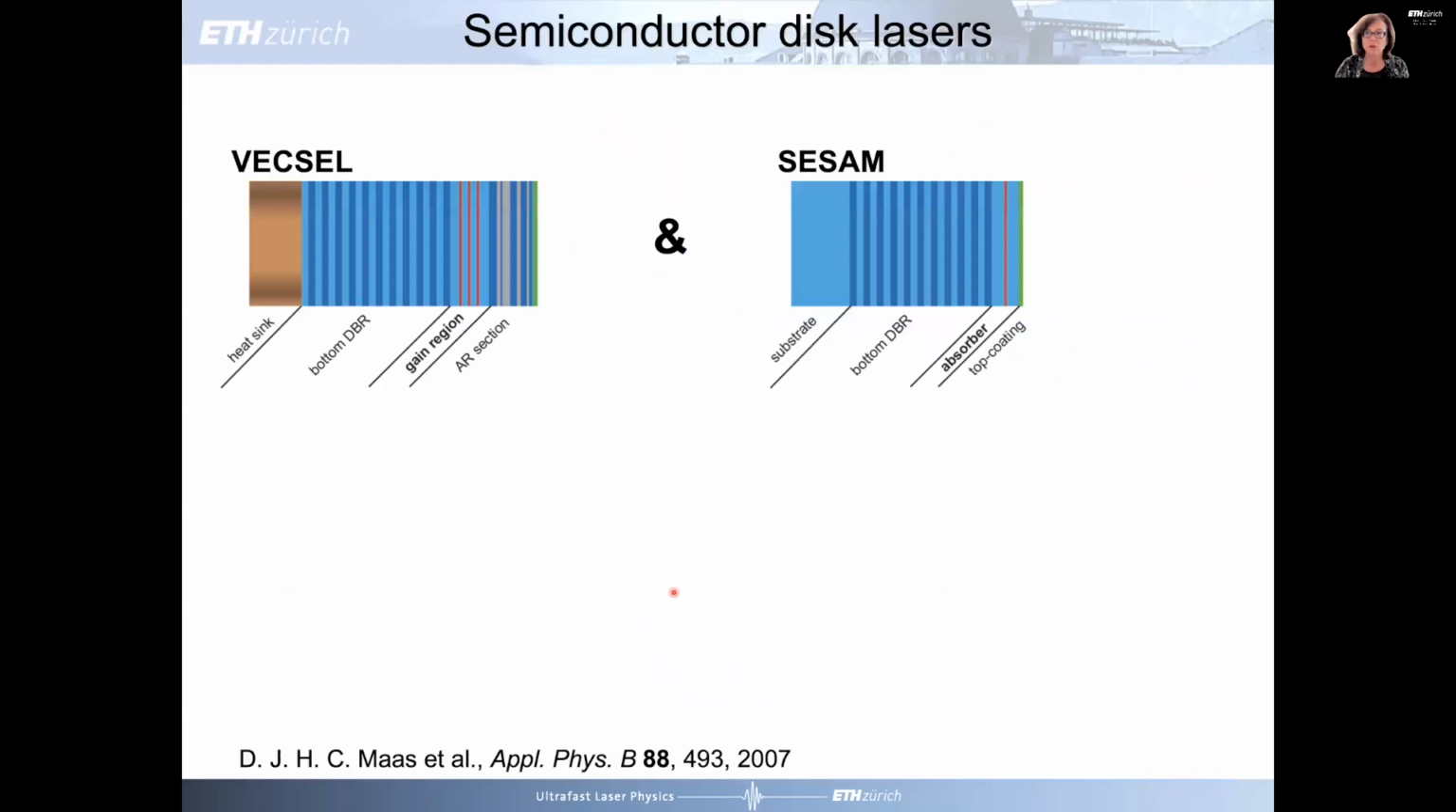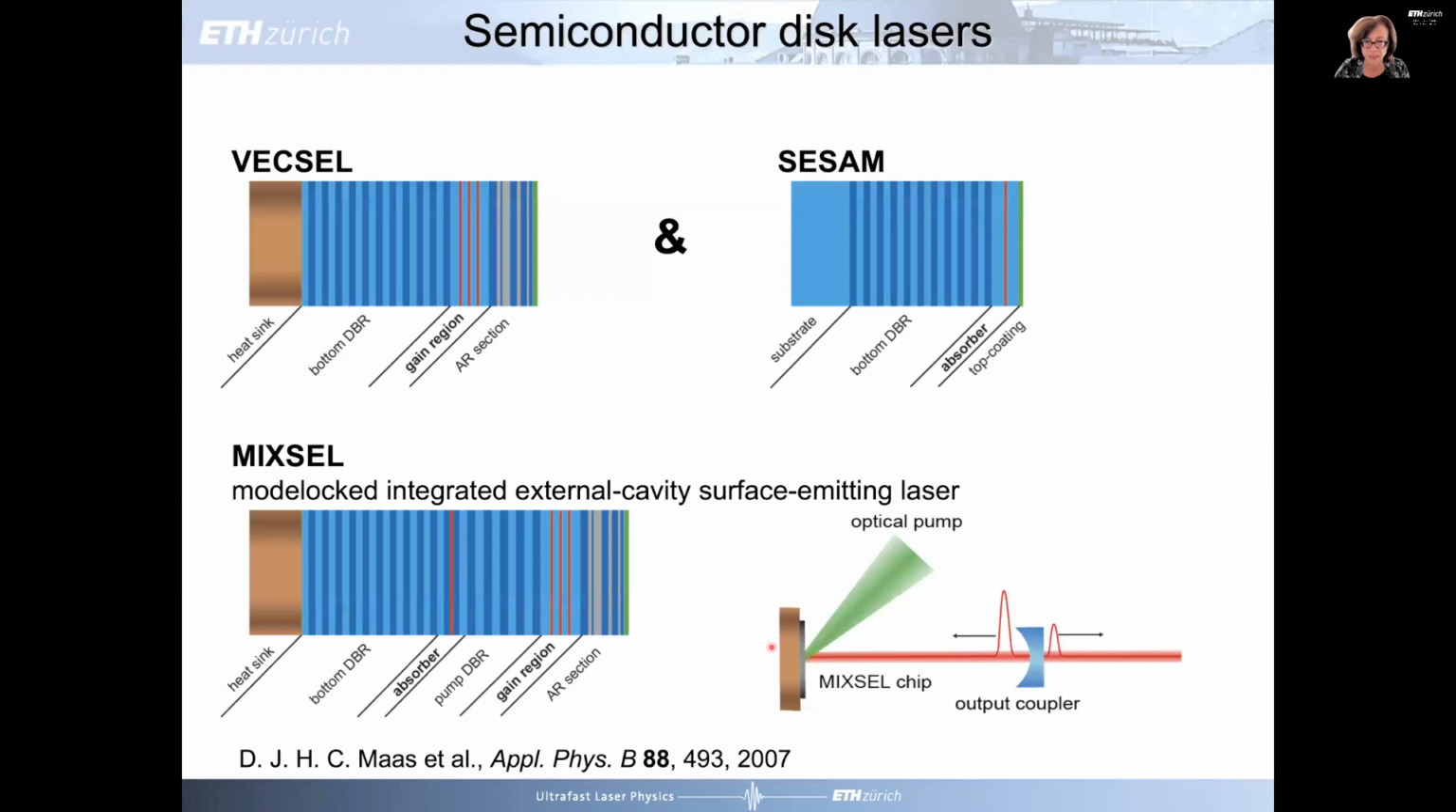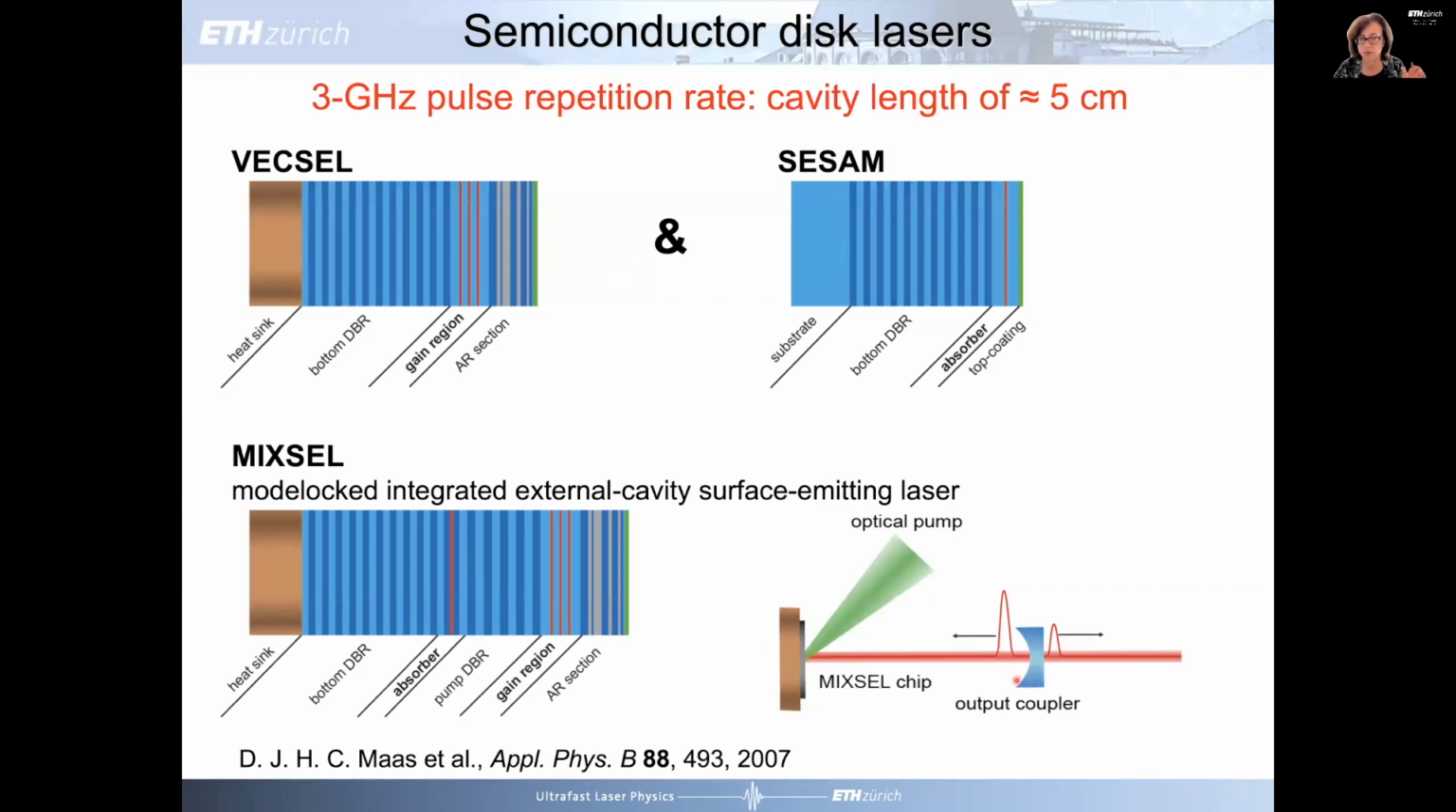Okay, and this all has then been used when we did the mixel integration and the mode locking of the VXL. So again, you take the VXL and the SESAM, integrate it into one wafer, and you get the mixel, which then supports this really short cavity. For a repetition rate of 3 gigahertz, you have a 5 centimeter cavity.